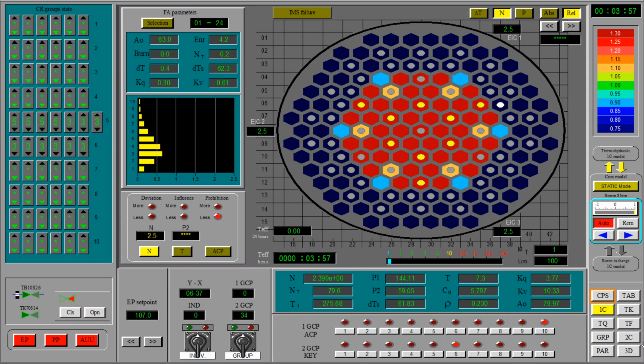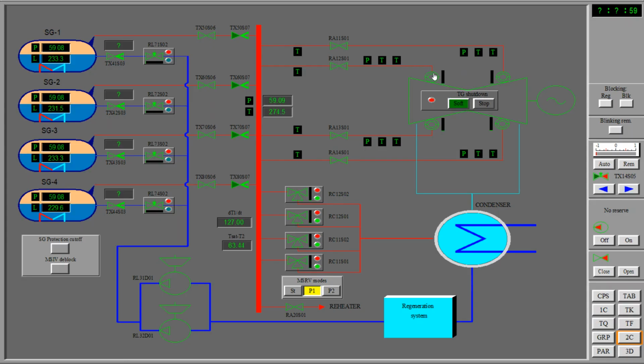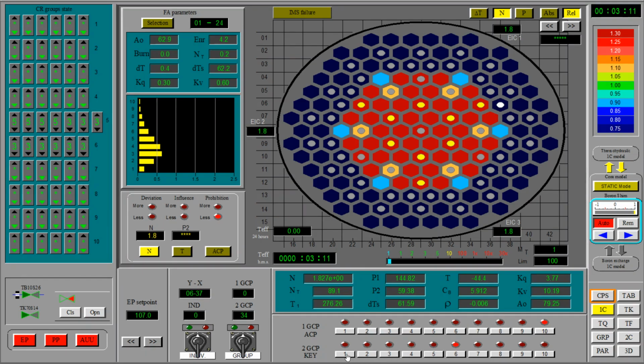Okay, let's go now to connect the turbine. Auto. It's not being connected. Does it need more power? Does it need 5% of neutrons? No, I'm not sure.